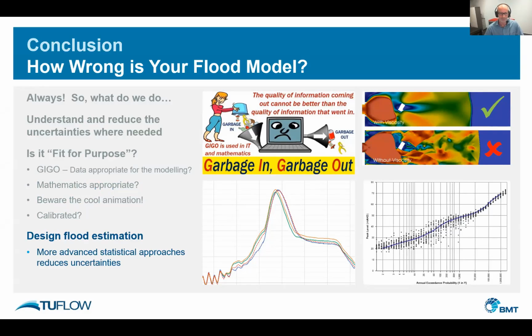And with regard to design flood estimation, I think it's a pretty exciting space. As computers get faster and faster, as we push more and more simulations, or have the ability to simulate thousands of simulations across the cloud, I can see the Monte Carlo style approach, or the semi-Monte Carlo approach, adopted in Australia recently, becoming more mainstream. And that's going to give us a lot more confidence and less uncertainty around our design flood estimation.